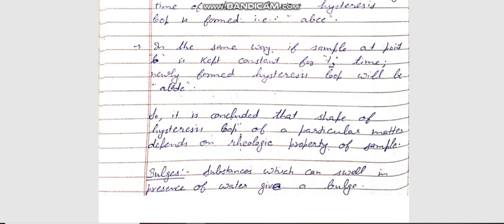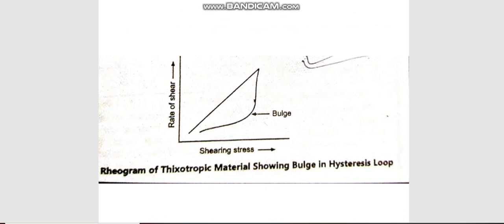Bulges: substances which can swell in the presence of water give the shape of a bulge. This diagram simply represents the shape of a bulge. Here the graph is plotted between the rate of shear and the shear stress, and there is a down curve and an up curve, and in the up curve there is some protruded shape, and this shape is the shape of a bulge.